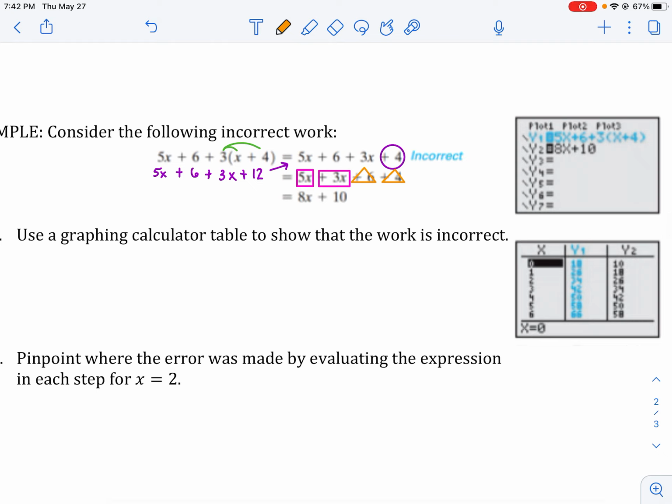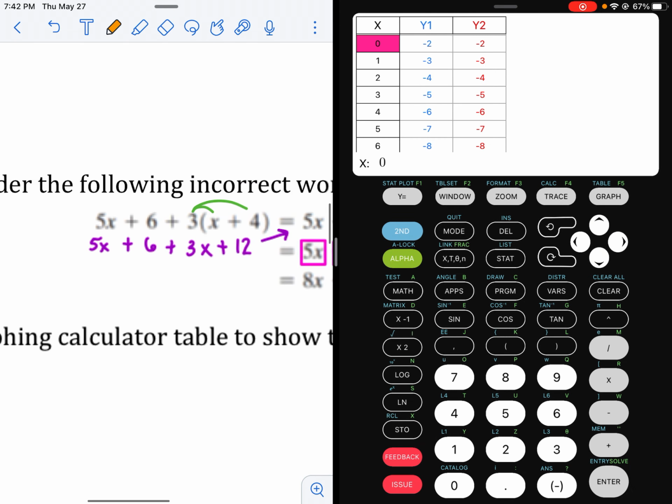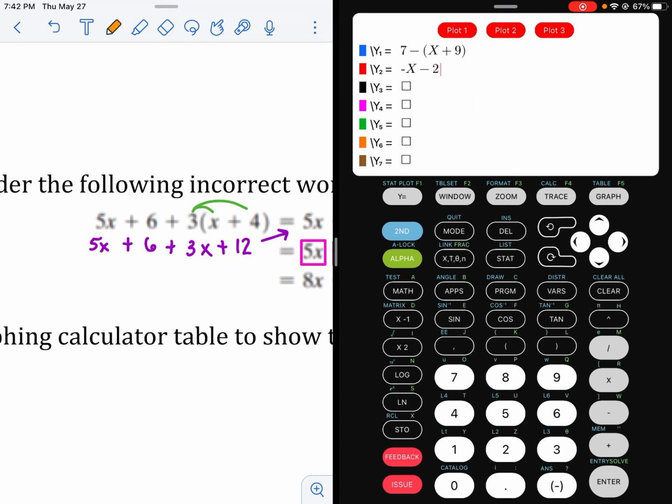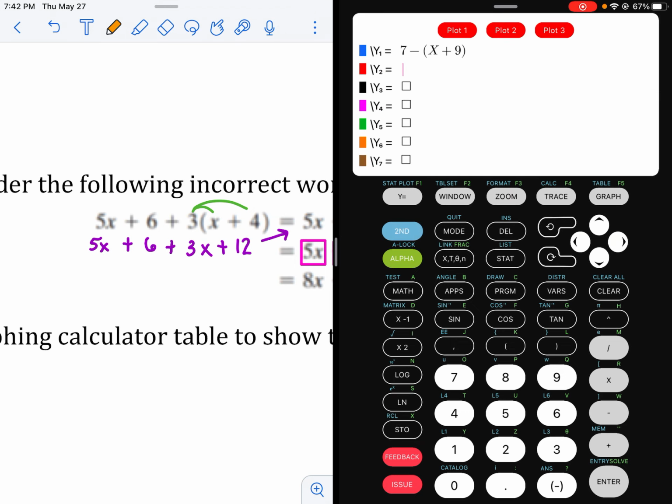So we want to use a graphing calculator table to show that the work is incorrect. So the way that we were learning today in class on how to do this is we're going to take that original expression. So I'm going to take the 5x plus 6 plus 3 times the quantity x plus 4. And I'm going to go to y equals on my calculator. If there's anything there, then just go ahead and clear that out.